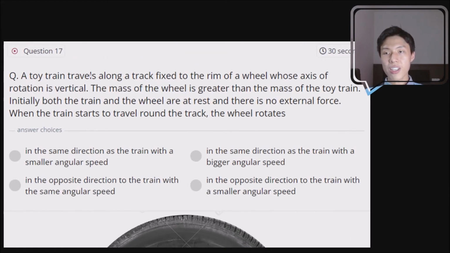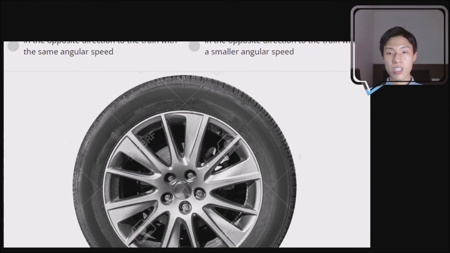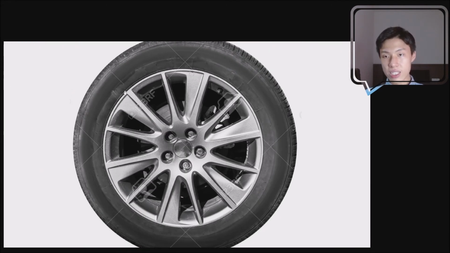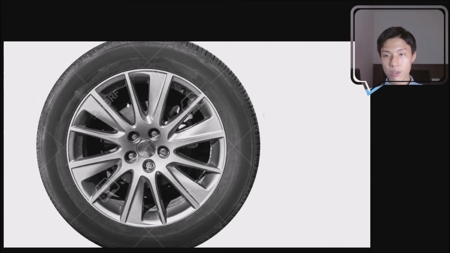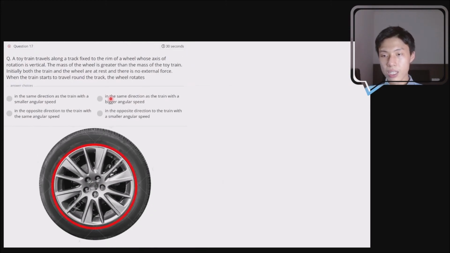A toy train travels along a track fixed to the rim of a wheel whose axis of rotation is vertical. Okay, so we have a track. That track is fixed to the rim of a wheel. So this is a wheel. This part here will represent where the rim is.